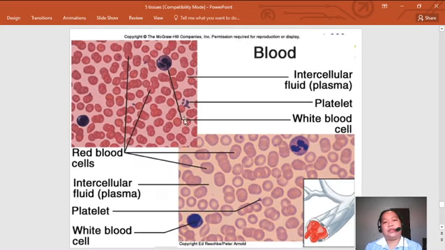So these are the blood components. The red cells are called red blood cells. These violet ones, larger than the RBC, are the white blood cells. The platelets are the smallest ones. This is a white blood cell and another white blood cell.